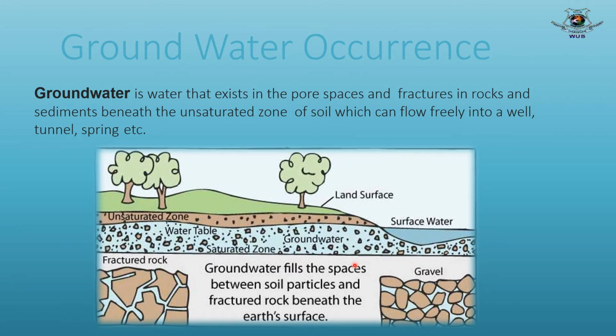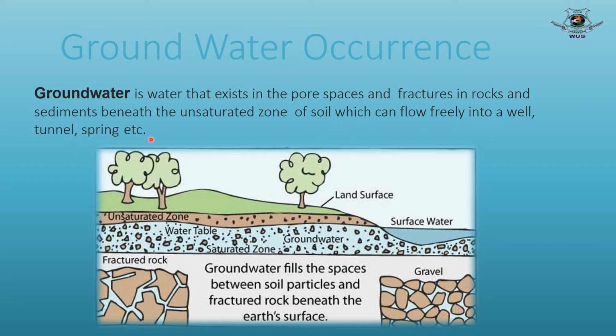Groundwater is the water that is stored below the earth's surface. We know that there exists void space in the soil, and in void space there may be some water content, which is called groundwater. So we can say groundwater is that water which exists in the pore spaces and fractures in the rock and sediments beneath the unsaturated zone of soil, which can flow freely into a well, tunnel, spring, etc.